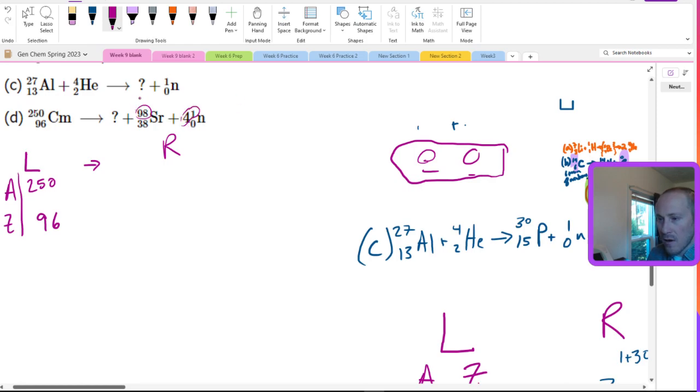So right there, the mass for those two, the strontium and the neutron, is 102. 4 plus 98. And the Z for those two, the neutron does not bring any Z, so 4 times 0 is 0, so it's just still 38. But let's note that over here we have 96, so that's a big difference. Let's also note that right here we have 250.